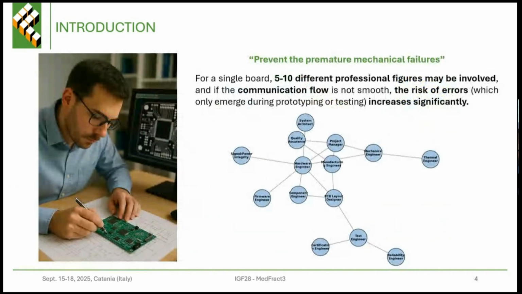But we have to underline that for a single board, it's possible to have up to 10 different professional figures. So sometimes the communication flow is not very smooth, and the risk of errors increases very significantly.